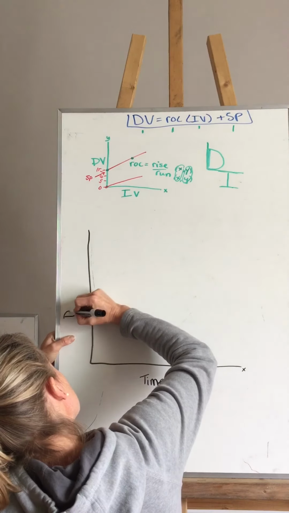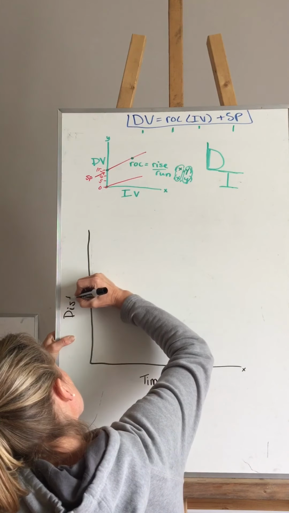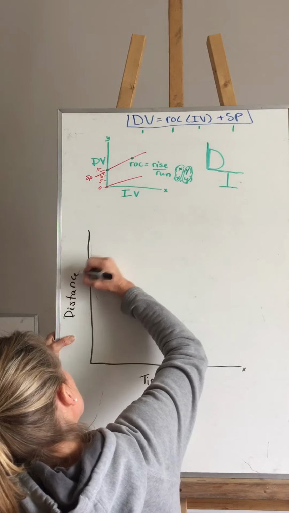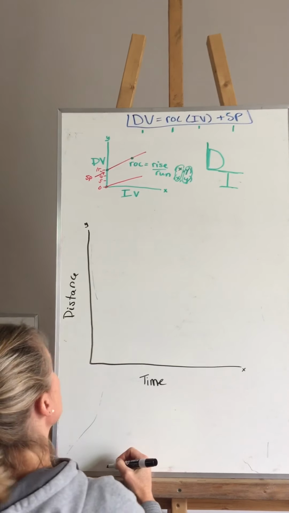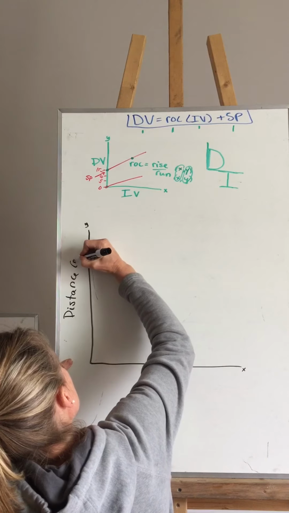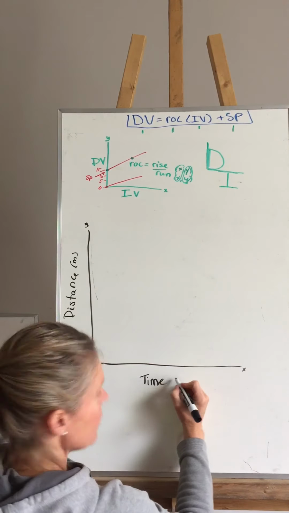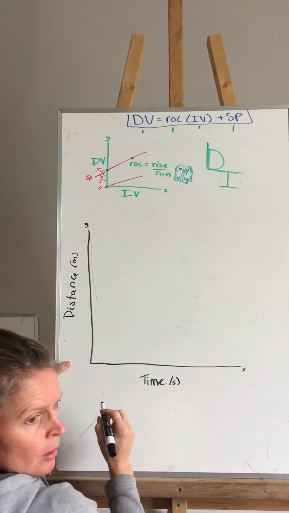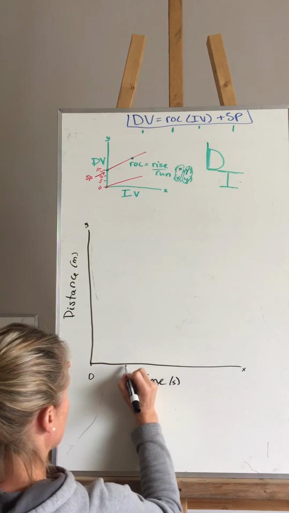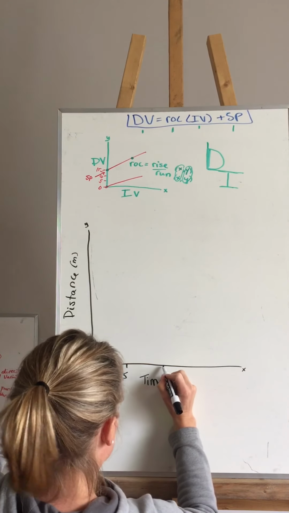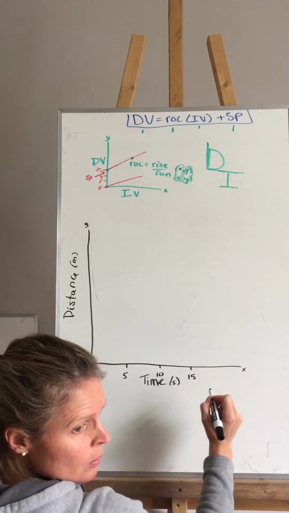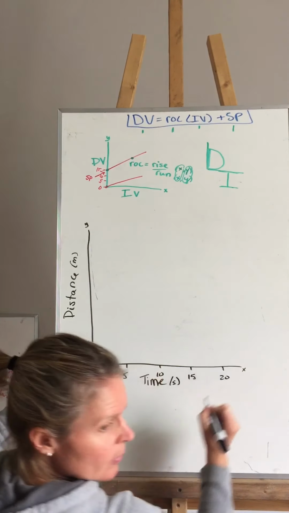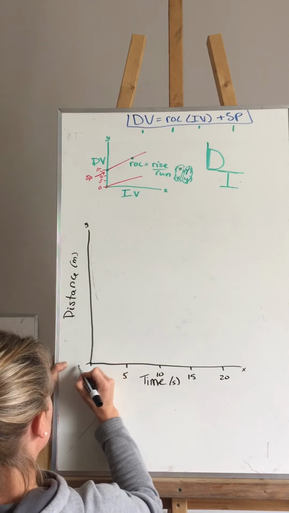And I've got distance along the y-axis, which should tell you right away that that's the dependent variable. And this is in seconds. This is going up by 5s. Something like that. And this one's also going up by 5s.